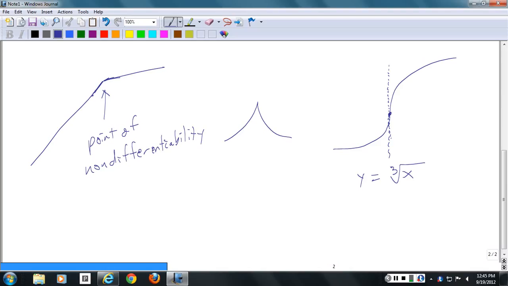So that's another situation where it's a point of non-differentiability. So if there's a corner, it's not differentiable there. If there's a cusp, if there's a vertical tangent line, even though the function itself may be continuous, the derivative may not exist at that point. I think that's kind of the takeaway from an example like this.